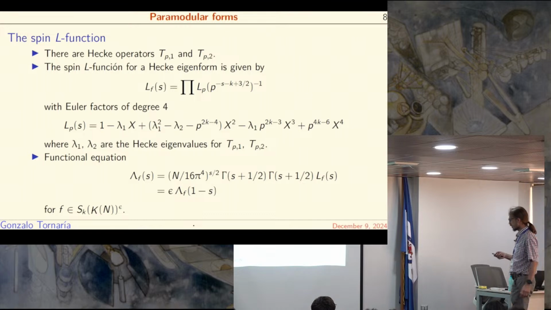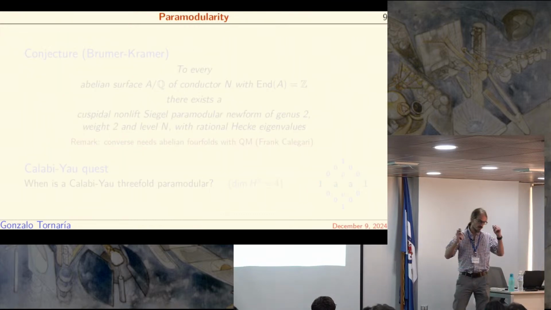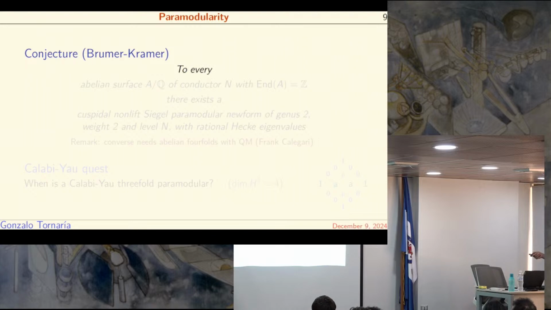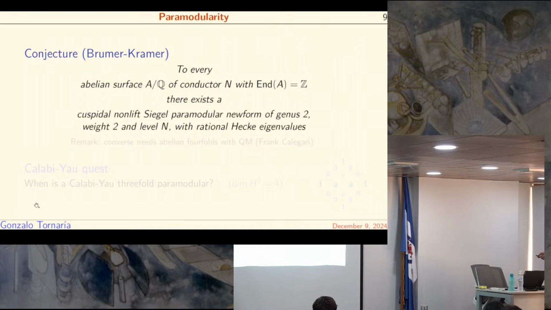All right, so that's sort of the crash course on paramodular forms. And here I promised I would state the conjecture, the Brumer and Kramer conjecture, a version of which is more precise than this. But going in one direction: to every abelian surface of conductor n with trivial endomorphism ring, here I mean defined over the rationals, so the abelian surface could have endomorphisms, only not defined over Q, I should have put a Q here, but anyway. For each one of these surfaces, there exists a cuspidal non-lift Siegel paramodular form of genus 2 with rational eigenvalues.